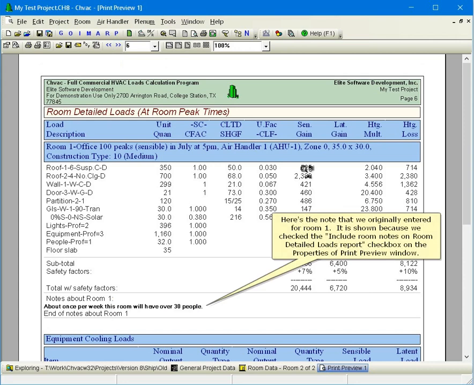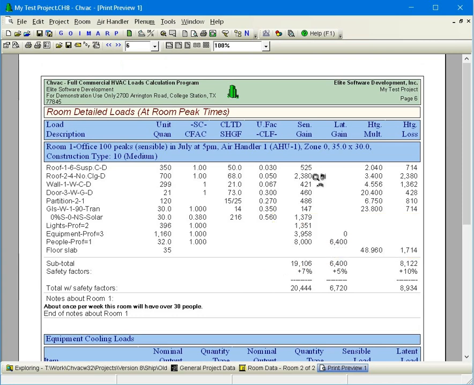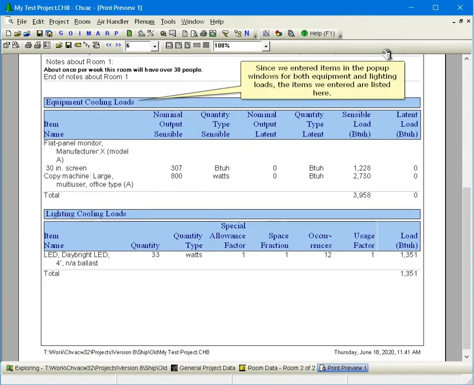Here's the note that we originally entered for room 1. It is shown because we checked the Include Room Notes on Room Detailed Loads Report checkbox on the Properties of Print Preview window. Since we entered items in the pop-up windows for both equipment and lighting loads, the items we entered are listed here.